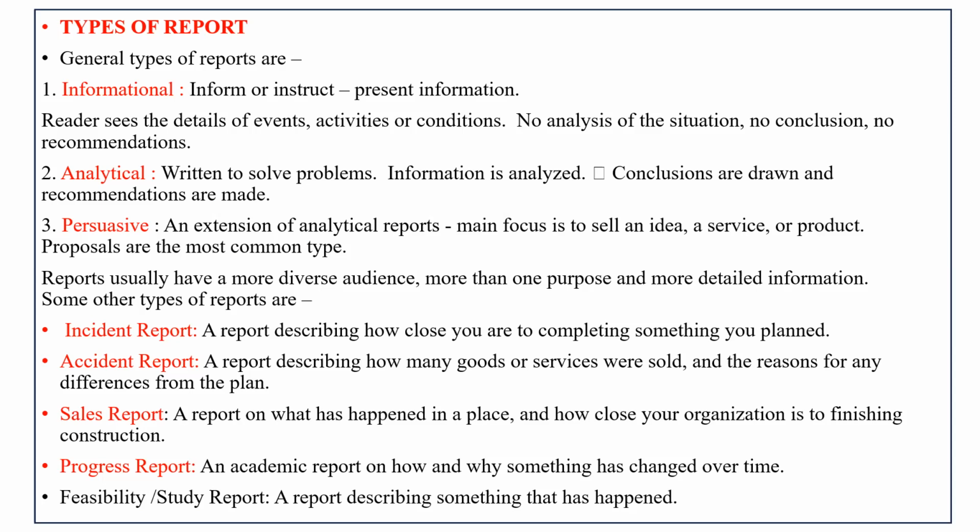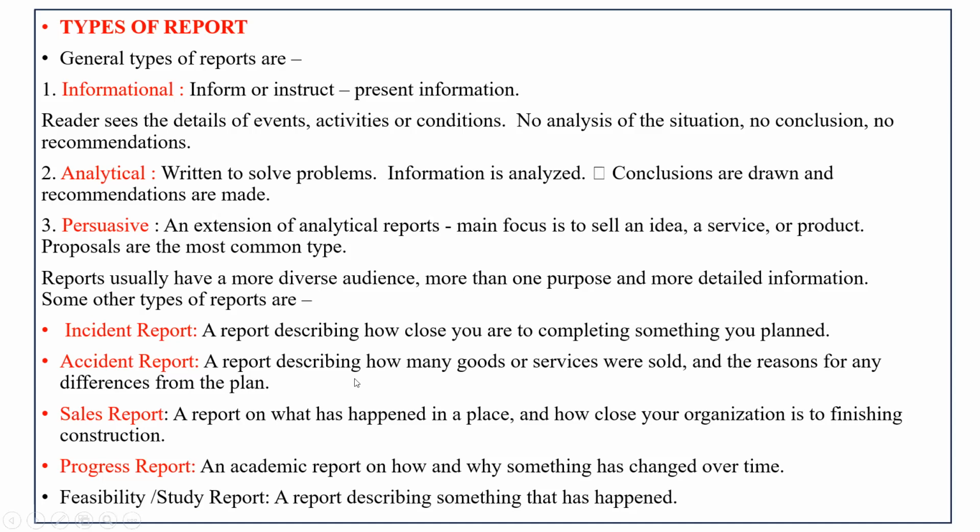Now these are the three main types of reports, but there are many more reports which we will see in short. That is the incident report, where in this particular report you have to describe how close you are to completing something you have planned. So you have done some research plan or some work you have planned, and in this incident report you are going to tell how much work you have completed till now, and how close you are to the end. Then the accident report.